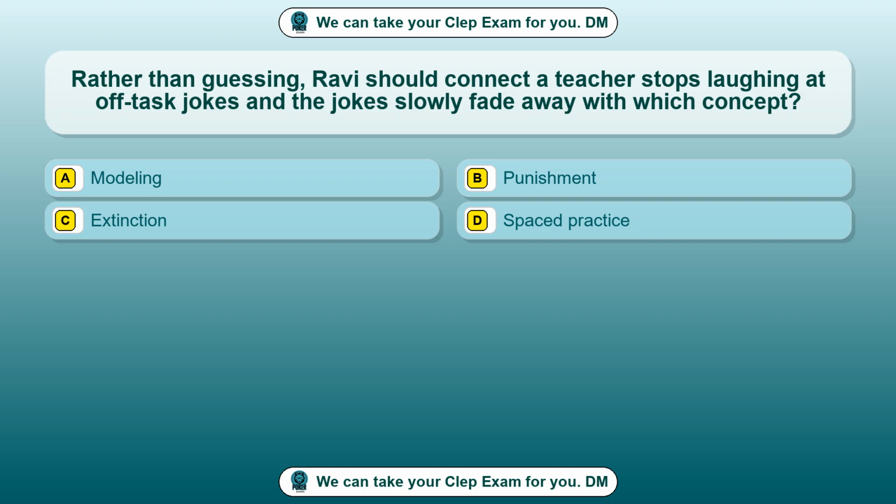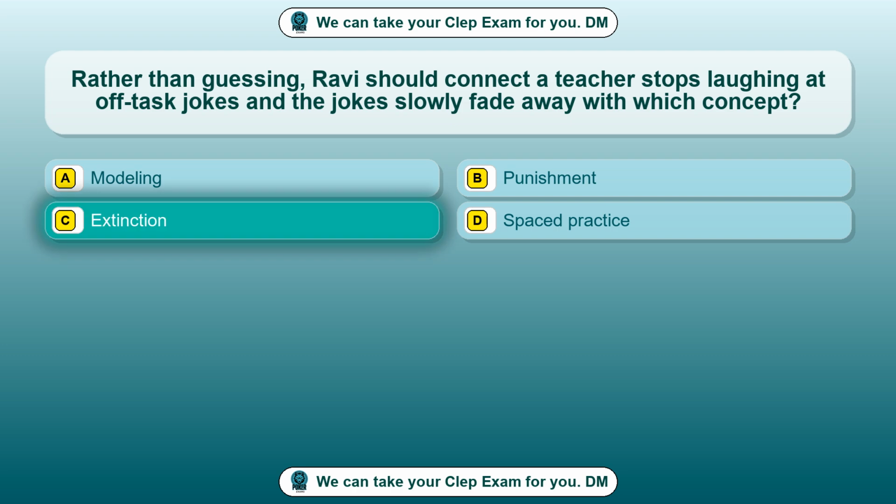Question 6. Rather than guessing, Ravi should connect a teacher who stops laughing at off-task jokes, and the jokes slowly fade away, with which concept? Option A, modeling. Option B, punishment. Option C, extinction. Option D, spaced practice. The correct answer is option C. Extinction.